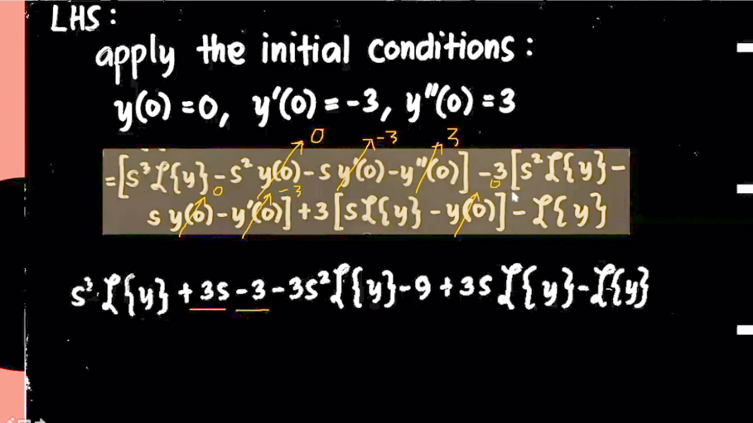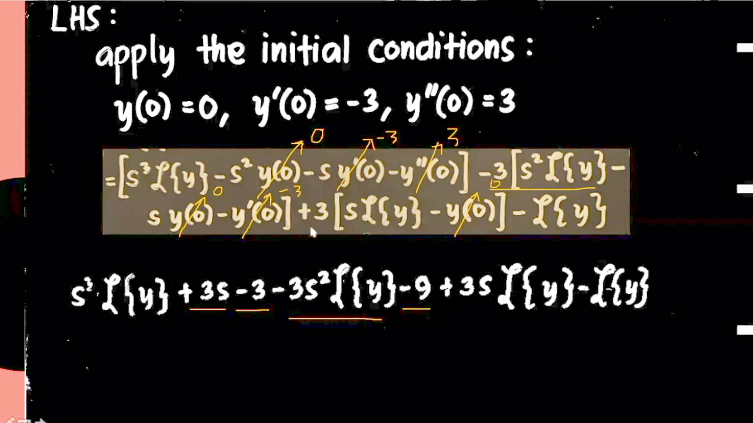Now we go to this part. So negative 3 times s squared Laplace of y. So you have this. Negative times negative, you have positive times 0. So tanggal na rin yung term na to. Negative 3 times negative is positive 3 times negative 3. So you have negative 9.